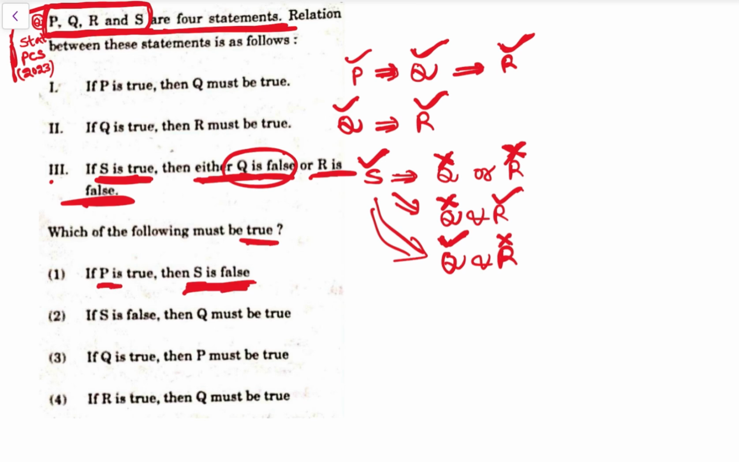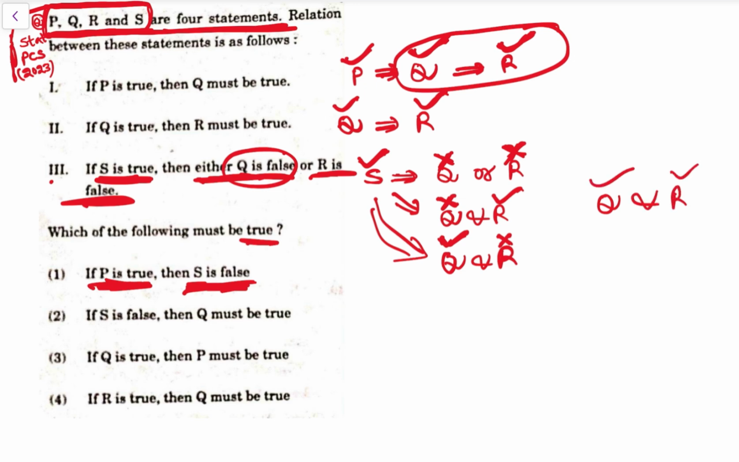If P is true, then Q has to be true and R has to be true. Here Q is true and R is true, because if P is true, then Q is true, and if Q is true, then R is true. Both Q and R are true. If Q and R are true, then S is false, because S cannot be true when both Q and R are true. So S becomes false.